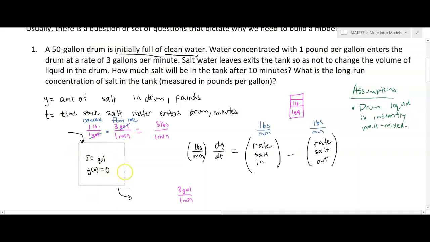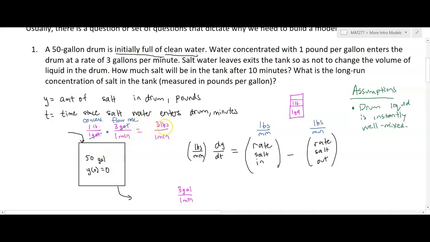Now, whether that's a good assumption or not really depends on the context. If this is a lake, then it's probably not a great assumption because there's probably not something spinning it. But if this drum is being shaken, or if there is something in there stirring it up constantly, then it is a good assumption. So we are going to make that assumption in this problem. Otherwise, we're going to have a really difficult time trying to argue about, okay, well, where is the salt? How much is really coming out?